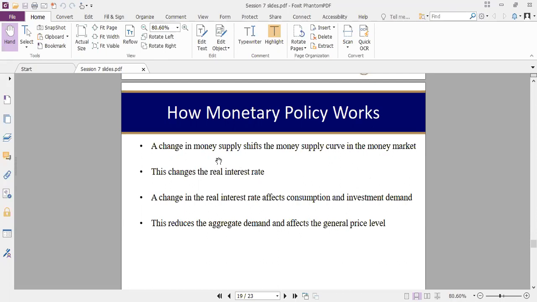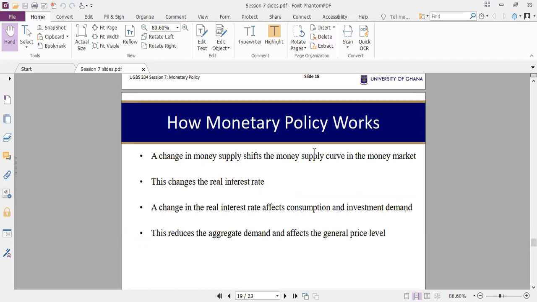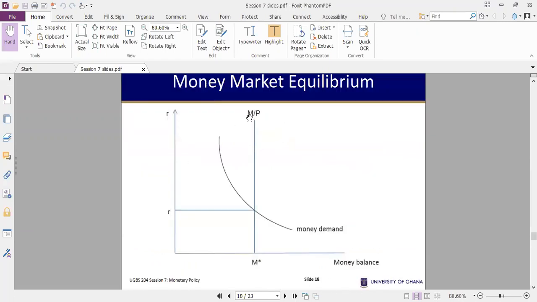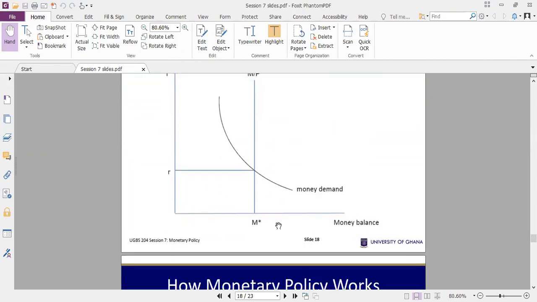If there is a shift, remember on the graph we only had interest rates and money balances. Interest rate against money balances. That's what is here on this graph. So if there is a decrease in money supply, you see that interest rates would increase. And if there is an increase in money supply, you see that the interest rate is going to decrease. That's basically what we are going to see.